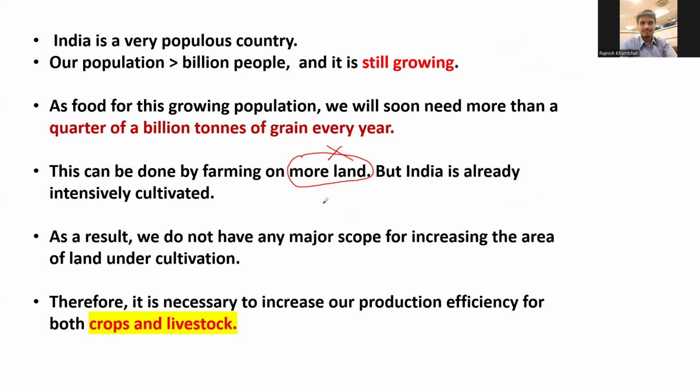We can't increase the land, but we want more food. That is the reason we want to improve the food production, so that in the same amount of land, not more land, we can get more food. This is the reason we have to improve the food.